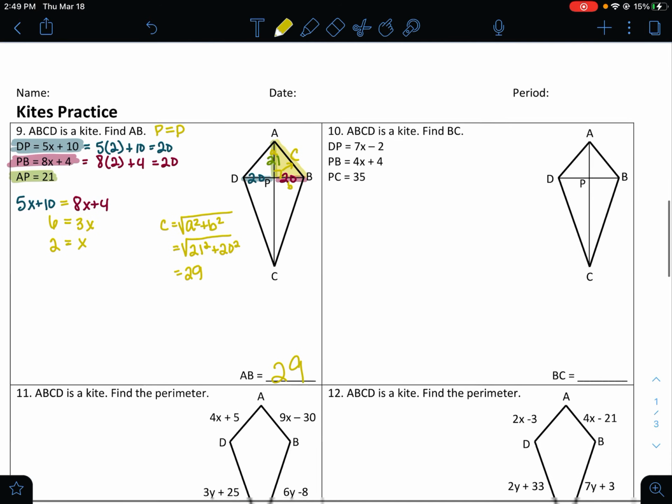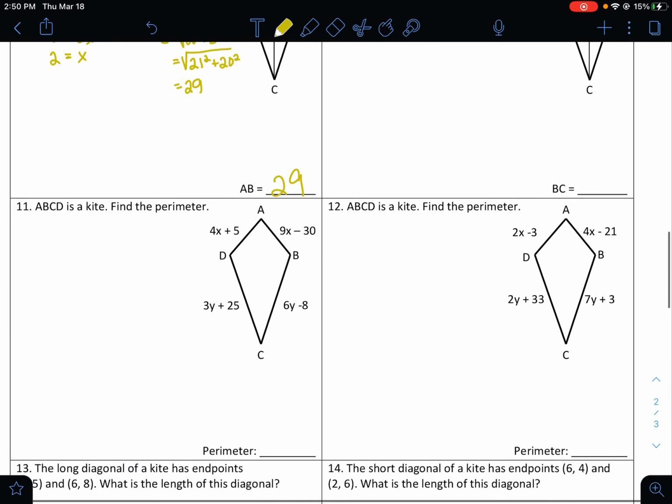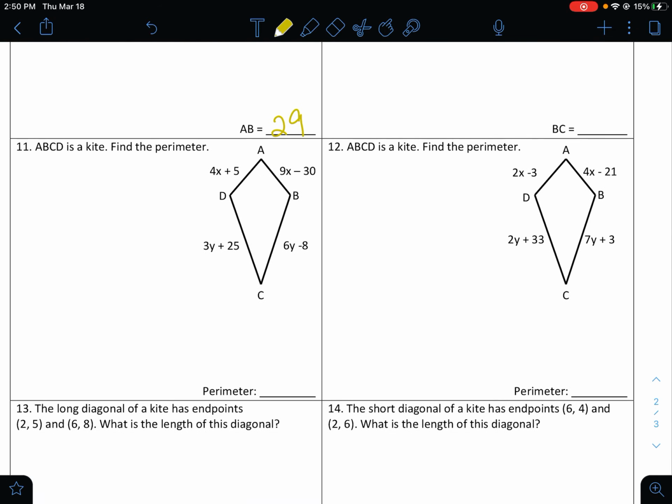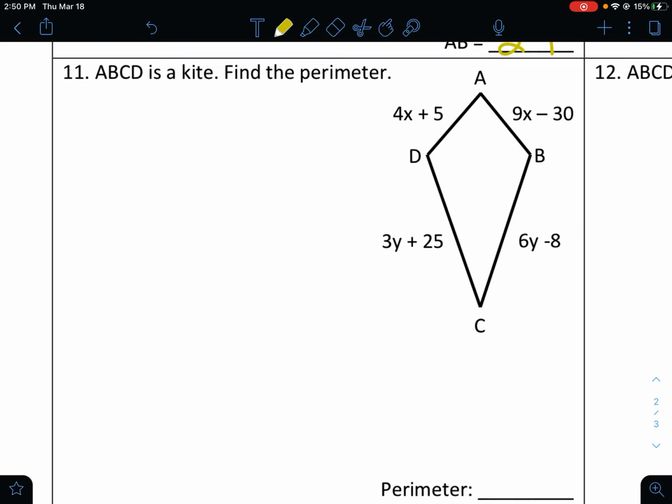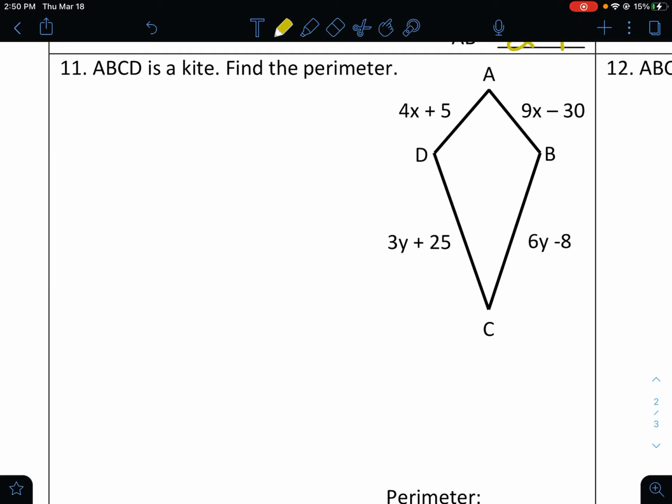All right, let's take a look at number 10. Let's find BC. Then it gives us DP. Yeah, it's the exact same thing as number 9. It's just using the bottom half of the kite, but it's the same process. So let's go on to number 11. You need to try number 10 right now. Pause the video, go back, do number 10. And when you're done, we'll do number 11.